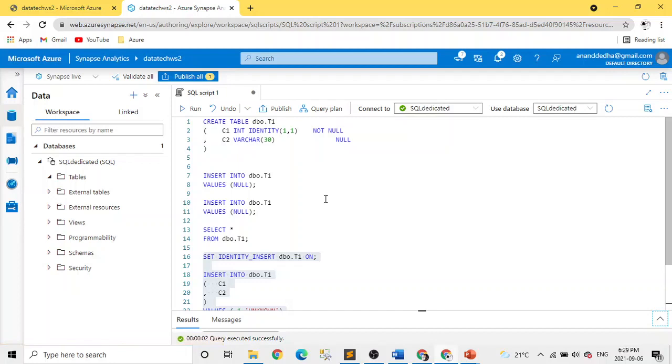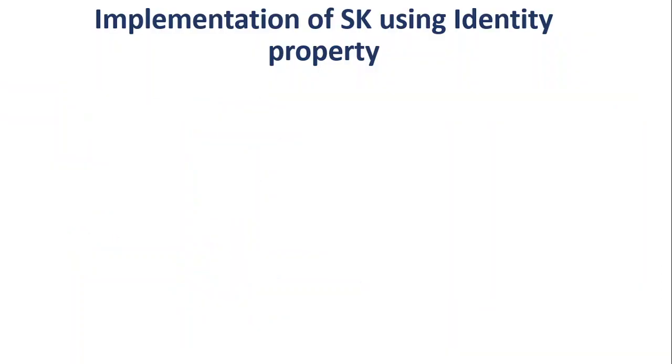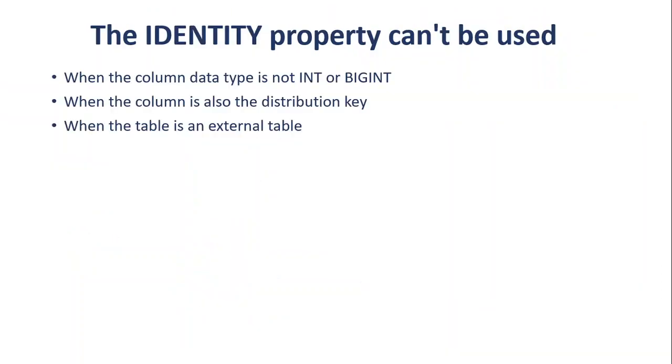There won't be a guarantee for the order or the sequence. And with the identity property, we have some limitations too. Let's look into that. There are some situations where the identity property can't be used. We can't use it with a column which is not of integer or bigint type, and that's because of the Azure Synapse Analytics distribution architecture too.